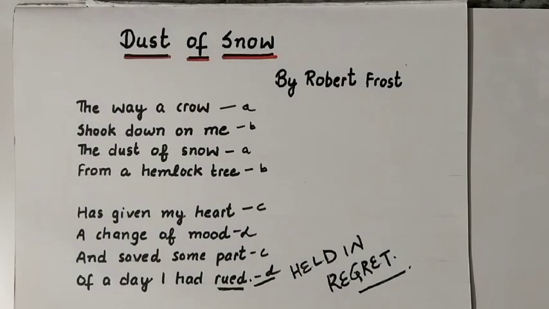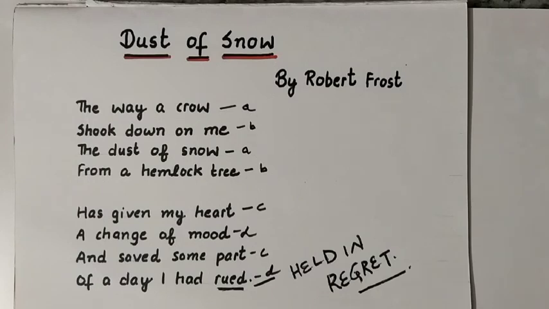So, as I told you, this poem revolves around mood. Mr. Robert Frost, our poet, was having a bad day, and he was quite sad and was sitting under a hemlock tree. It was winter season, it was snowing, the snow had accumulated everywhere, and it was quite chilly. The weather was also quite gloomy. He was sitting under a hemlock tree, and a crow happened to be sitting on the branch of that same tree.